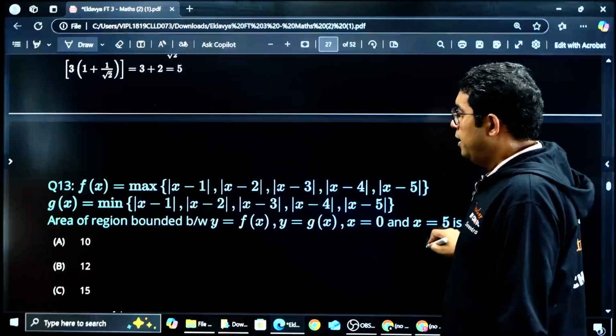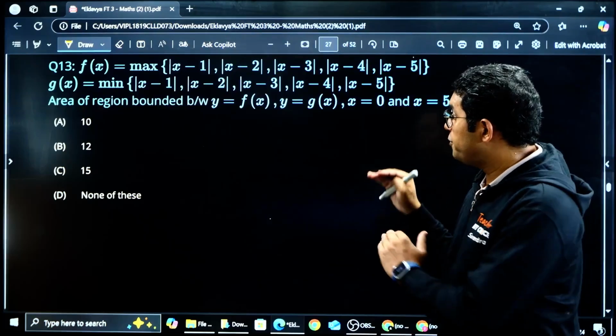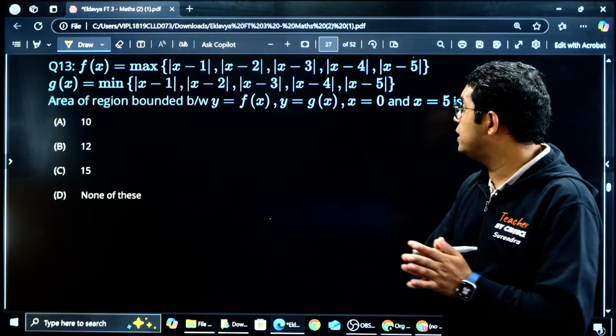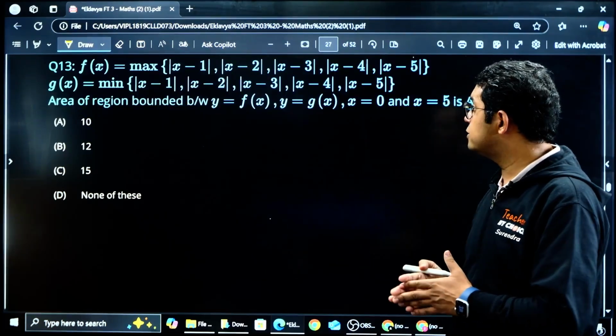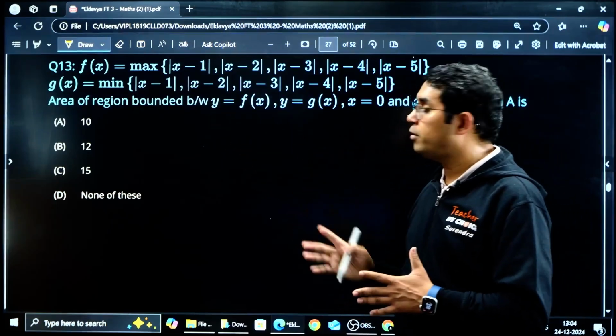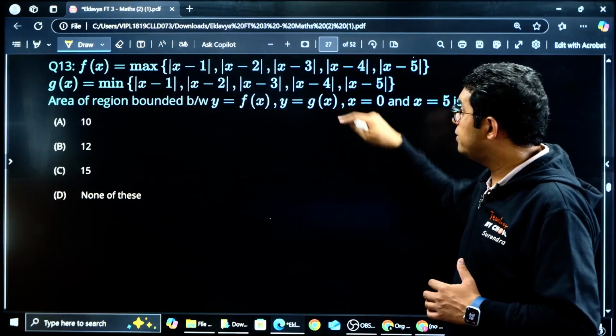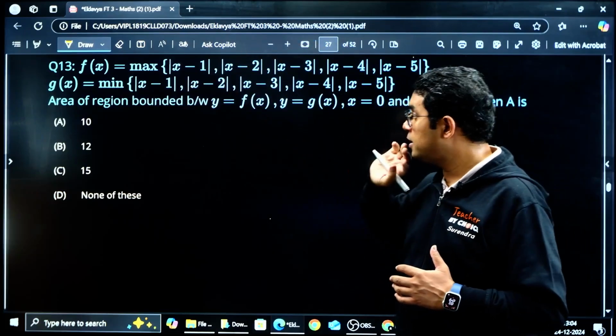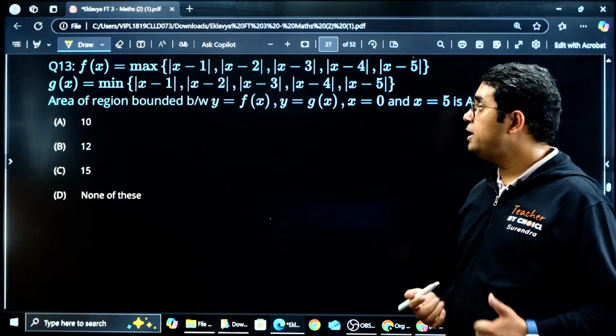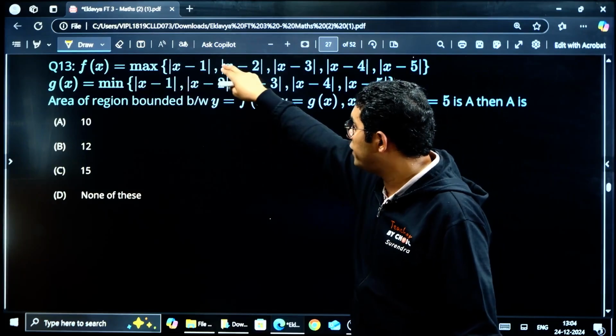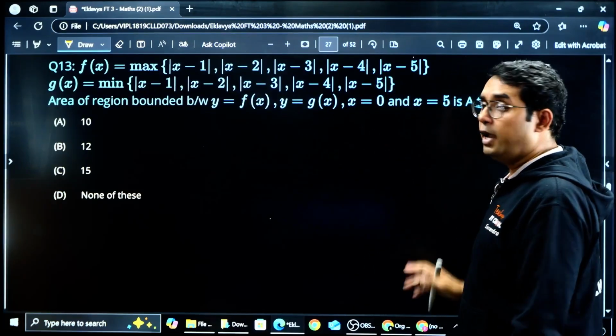Yeah. Now coming to question number 13, it says f(x) is equal to the maximum of mod x minus 1, mod x minus 2, up to mod x minus 5, and similarly g(x) as the minimum of mod x minus 1 and so on up to mod x minus 5. Same things are given, but in one it is maximum, in another it is minimum. We have to find the area of the region bounded between y is equal to f(x), g(x), x is equal to 0 and x is equal to 5.